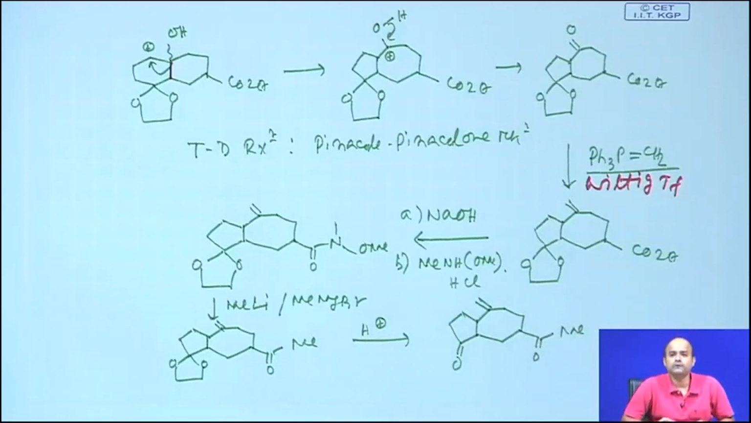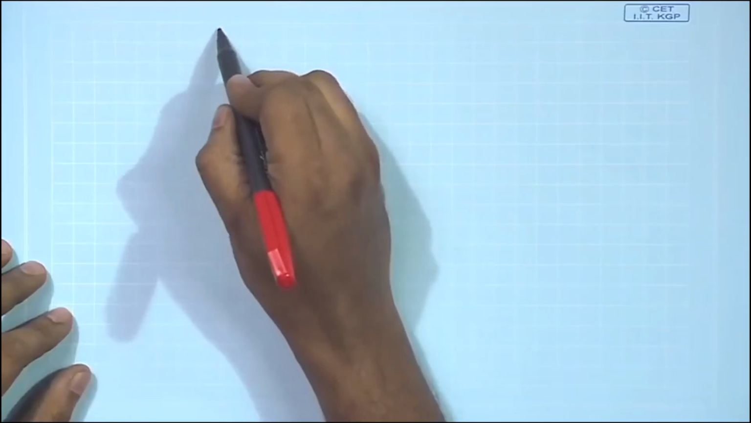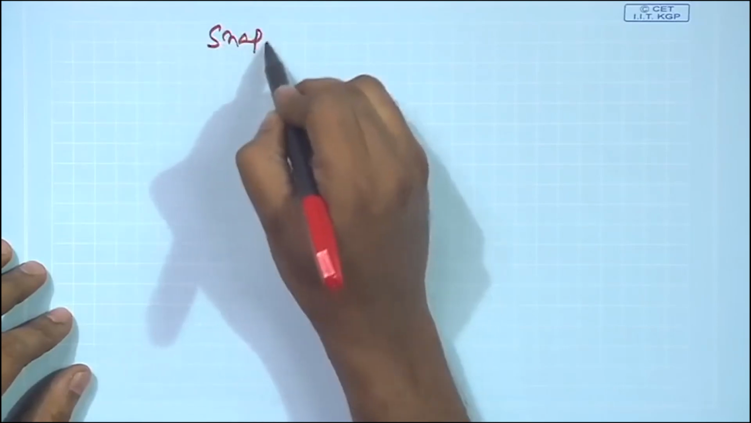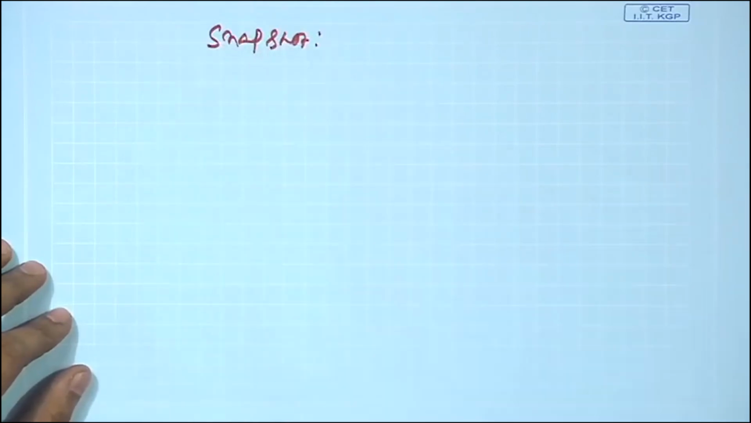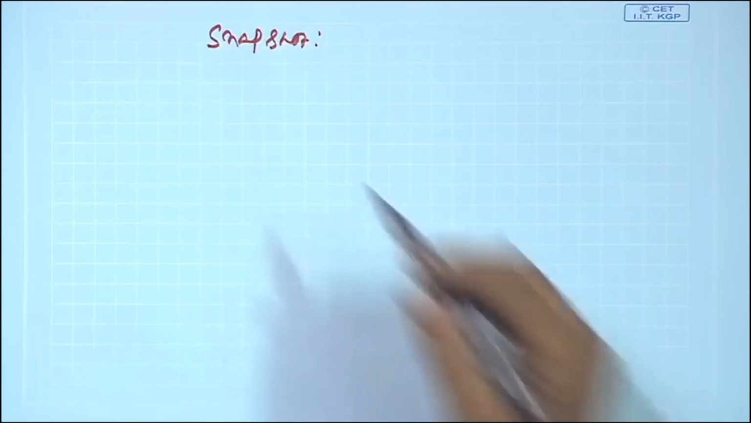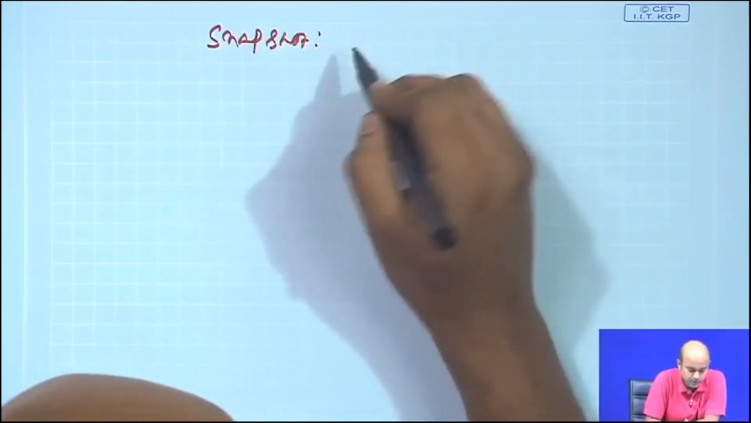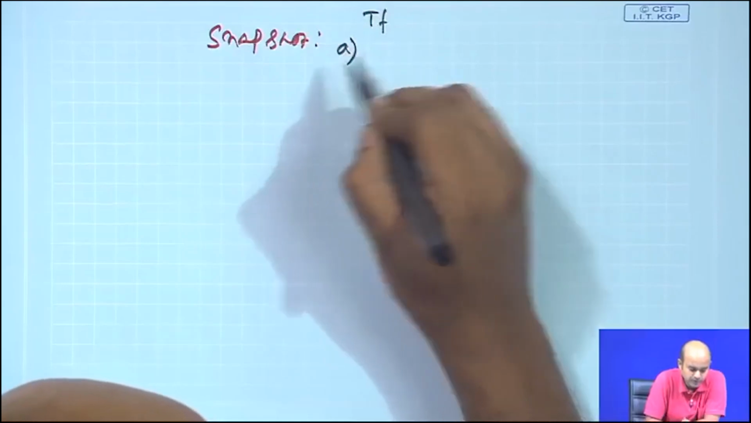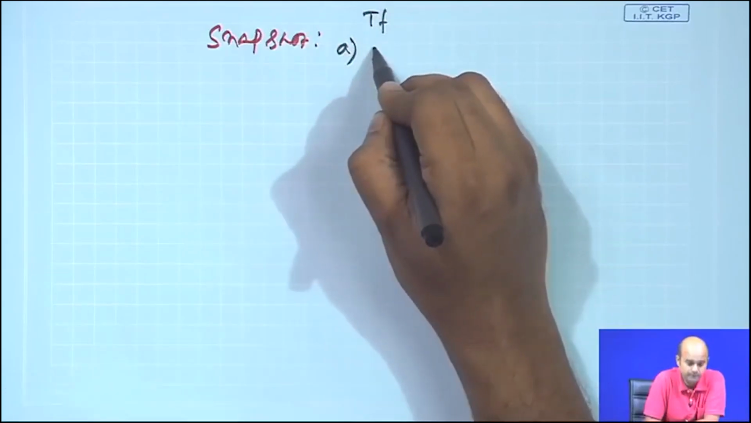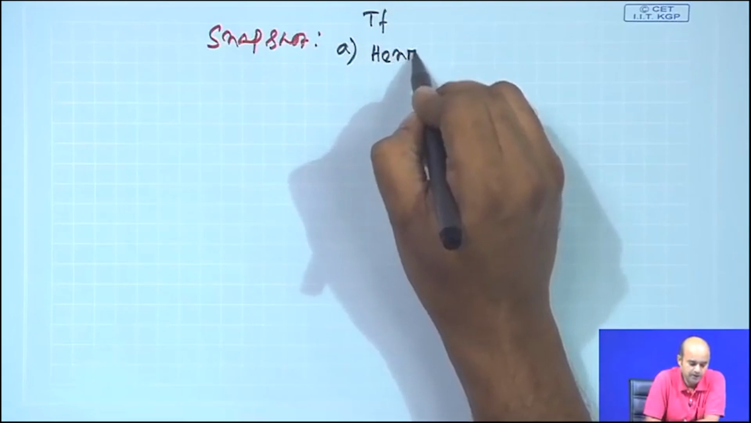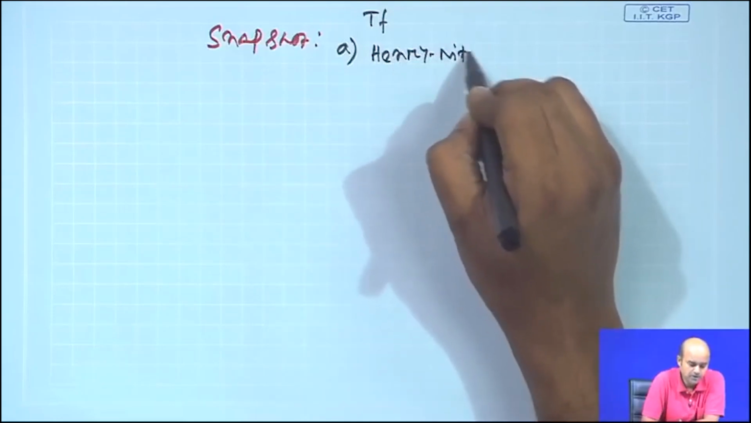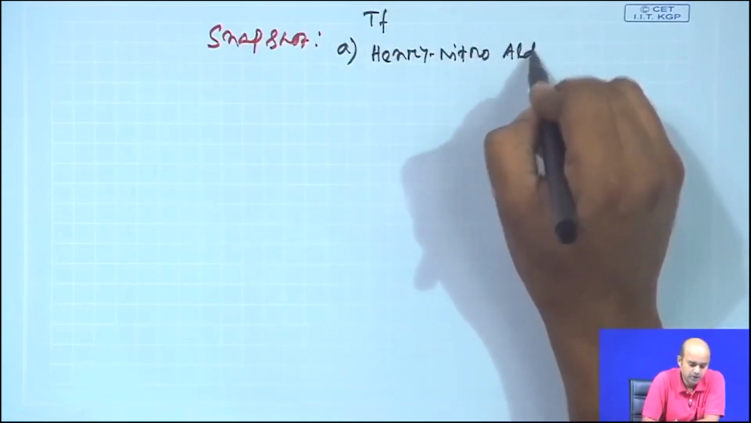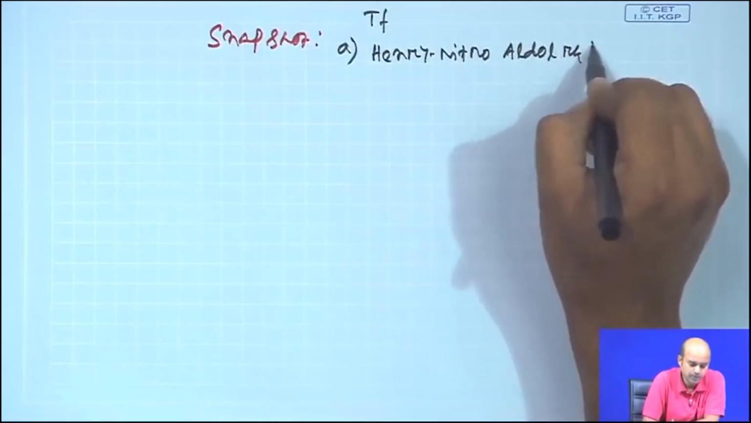So, as you can see throughout this synthetic pathway, we have used a couple of interesting transformations. If you do a snapshot or a summary, you will find that this particular pathway used a couple of interesting transformations. What are those? We said the key transformation at the very beginning is the Henry nitroaldol reaction. That was one of the very important reactions.